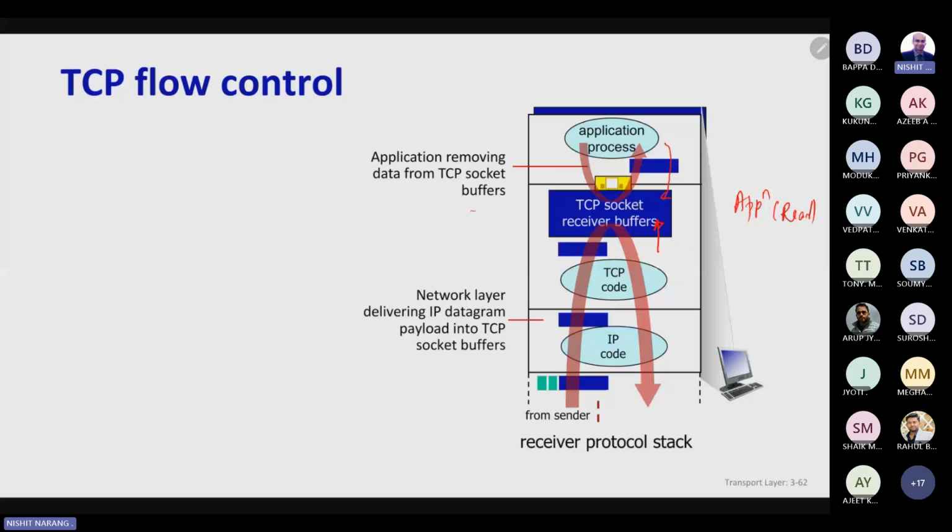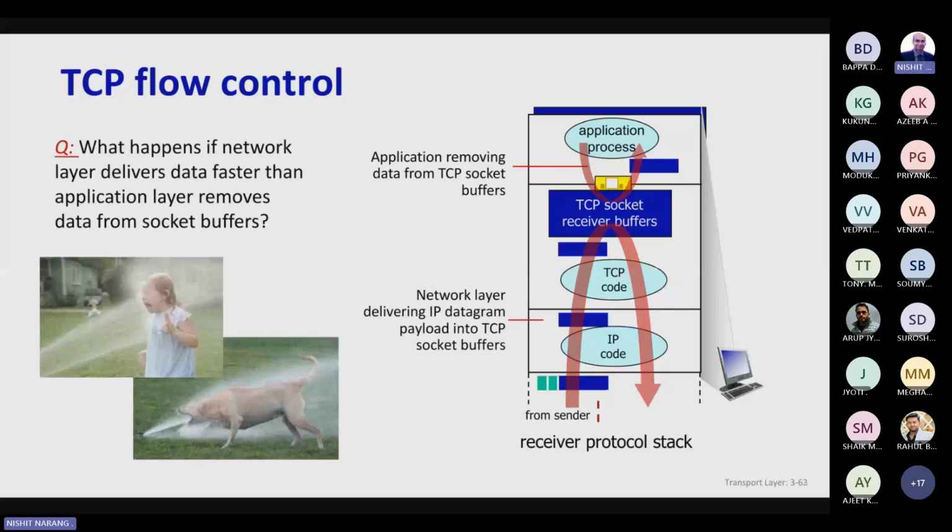And that is why, as Jyoti said on the chat, that is why TCP flow control is there. So what is flow control? It is a method to reduce the incoming rate of traffic from the sender to align better with the rate at which the application can process it at the receiver.